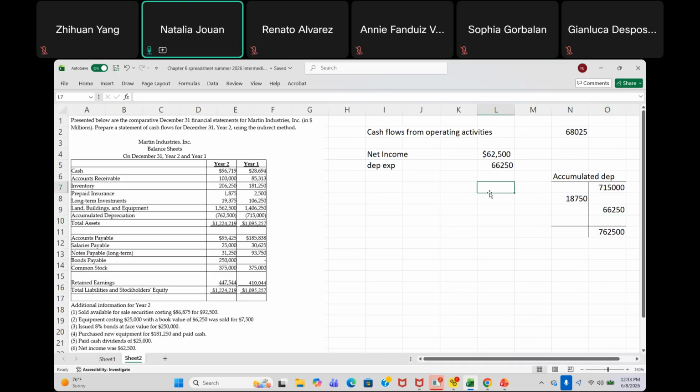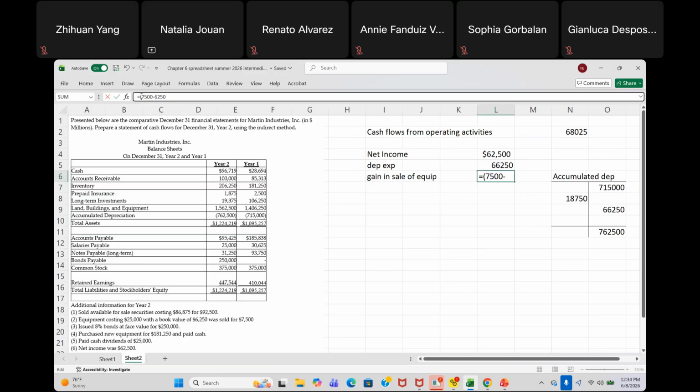We're not given gains, but we know that we have a book value of 62 and we sold it for 75. It looks like we have a gain here, right? We're selling for more than the book value, so we have to decrease the gain. Gain on sale of equipment. In that case, we have 7,500 cash proceeds minus 6,250. That's the gain; this should be a negative.